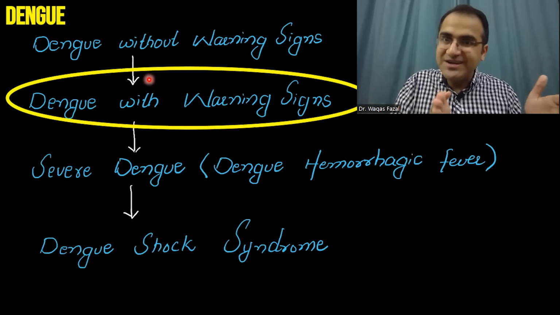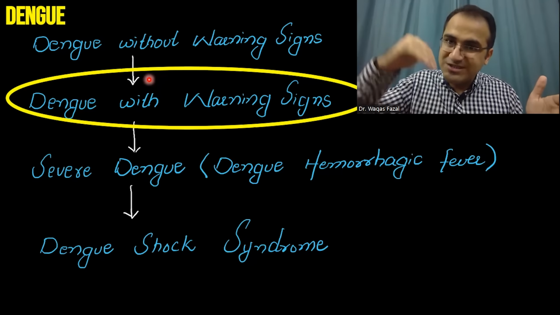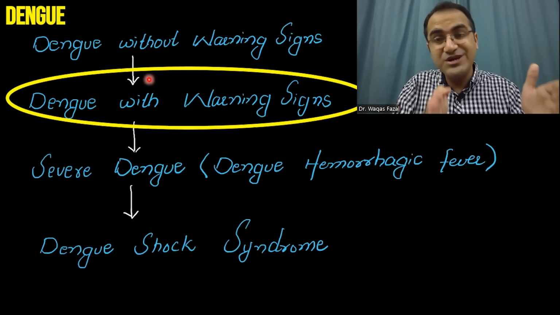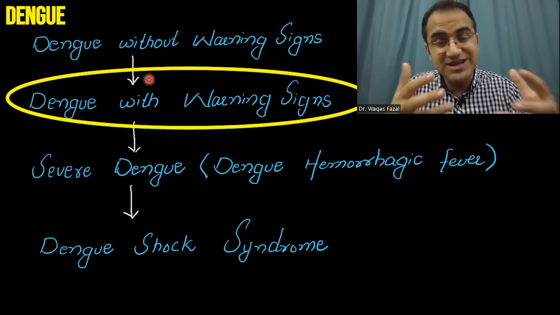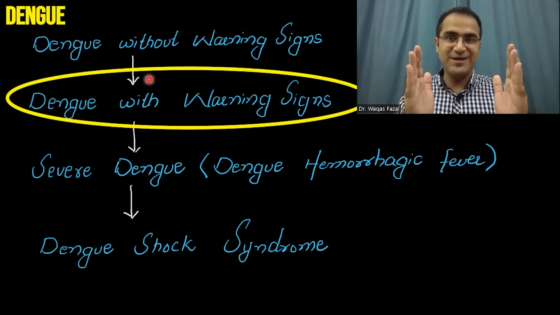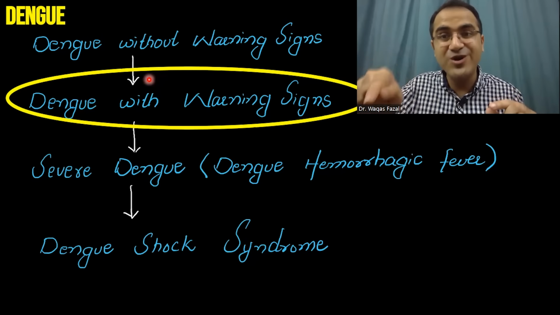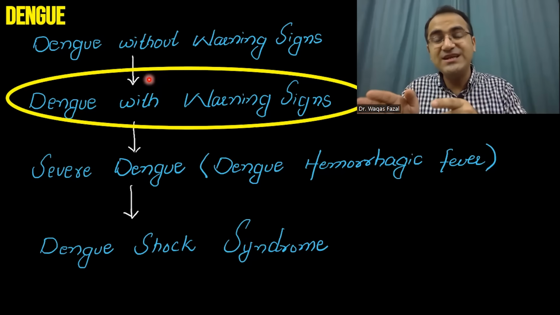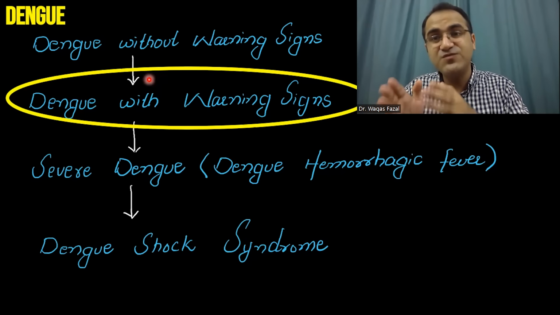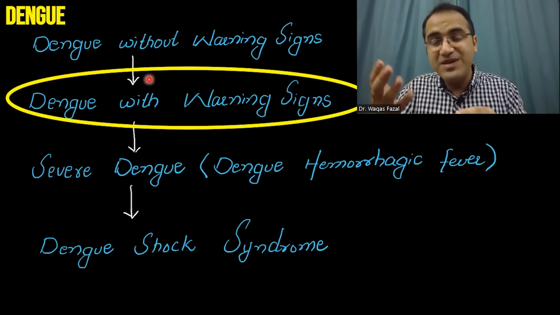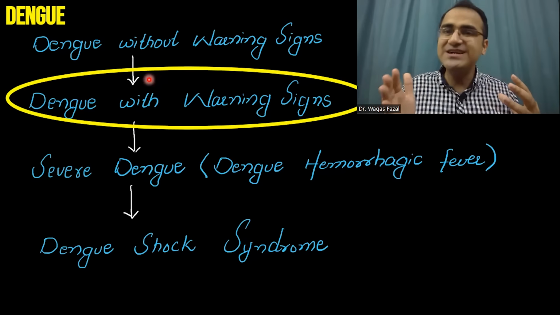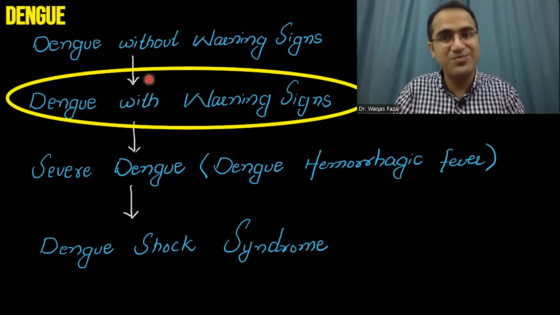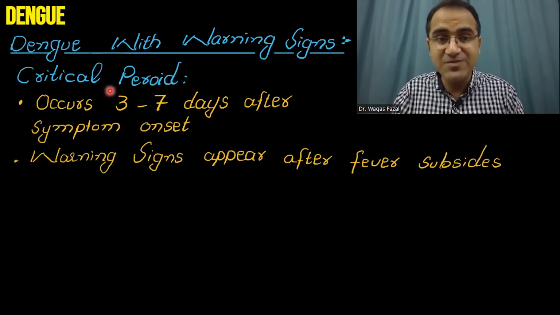So this is a critical period. As soon as the fever subsides, the critical period starts, because within that critical period, the patient starts to develop warning signs and we should observe the patient. You should tell the patient that when you are going home and the fever subsides, if there is any change in your health status, if you are facing any abdominal pain or any problem, you should immediately report to the hospital, because that is the period where the warning signs appear. That is the critical period.